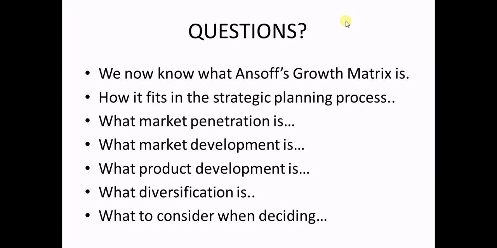So to wrap up, we now know what Ansoff's growth matrix is, how it fits in the strategic planning process. We understand also what market penetration is, market development, product development, what diversification is, and what to consider when deciding which strategy to pursue.